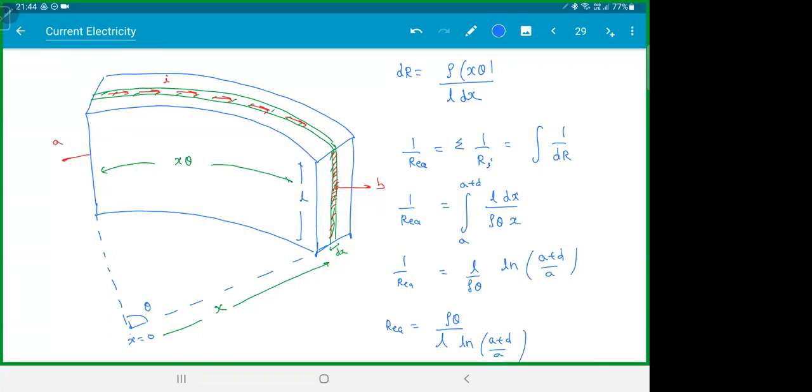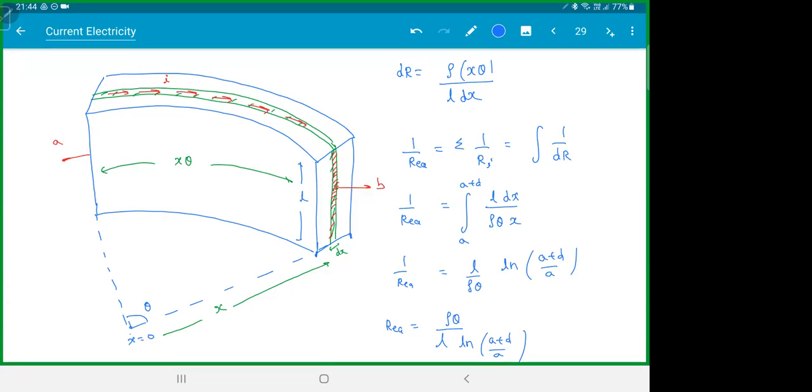Please check your answers. So be careful. This is a series. Parallel, sorry, this is a parallel. So whenever you're integrating a parallel, you should not integrate integral dr. You should integrate 1 by dr. Because parallel's definition is 1 by R equivalent is 1 by R1, 1 by R2. So summation of 1 by R. Please check.